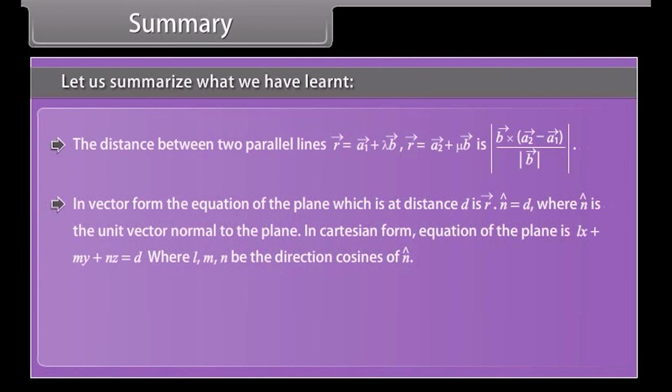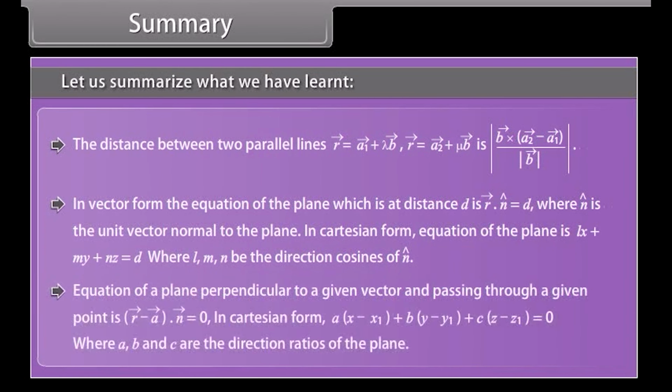In vector form, the equation of the plane which is at distance d is given by, where cap n is the unit vector normal to the plane. In Cartesian form, the equation of the plane is given by, where l, m, n are the direction cosines of cap n. The equation of a plane perpendicular to a given vector and passing through a given point is, in Cartesian form, given by, where A, B, and C are the direction ratios of the plane.